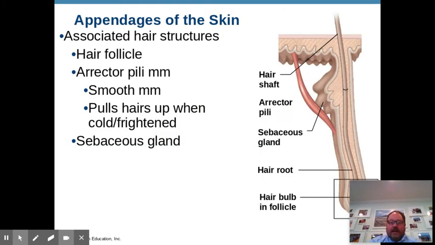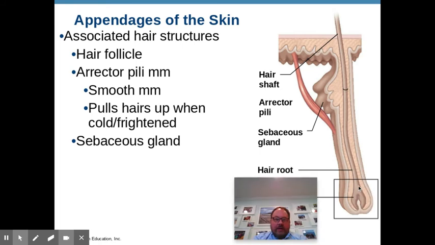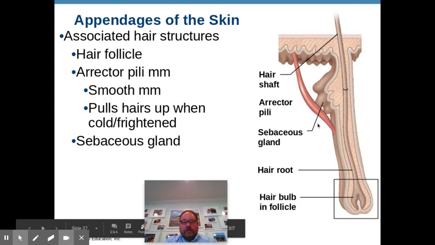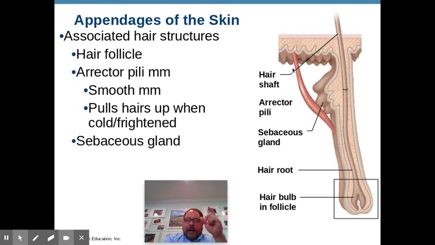Okay, what else do we find associated with the hair? Well, you'll have the hair follicle, which is that tissue down in the bulb there. There's what's called an erector pili muscle. The erector pili muscle attaches to the shaft, or I'm sorry, the bulb surrounding the hair and your skin. So that's a smooth muscle. You don't have conscious control over it. And when it contracts, it pulls your hair so it stands up.